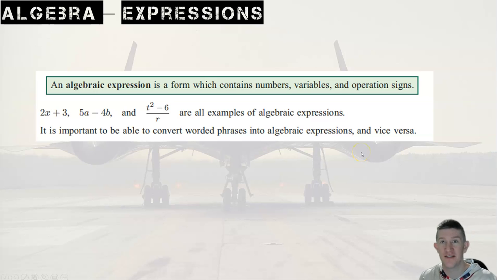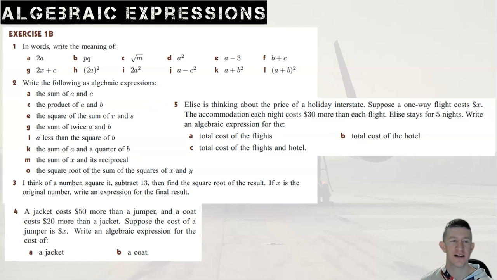It's important to be able to convert worded phrases into algebraic expressions and vice versa. Let's look at some practice. Firstly, we're saying in words, write the meaning of these sentences. Then we're saying convert these statements into algebraic expressions. And then in 3, 4, and 5, it just gets a little bit more complex. We've got a couple of different things and we're trying to figure out how we write that as an algebraic expression. One hint with those is that the unknown is always our variable.